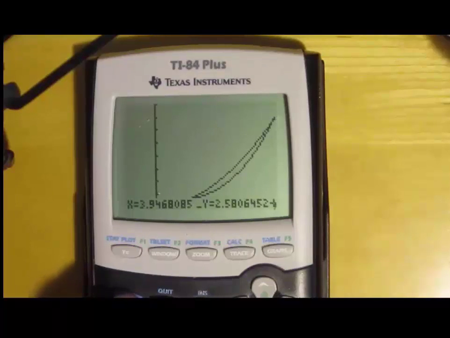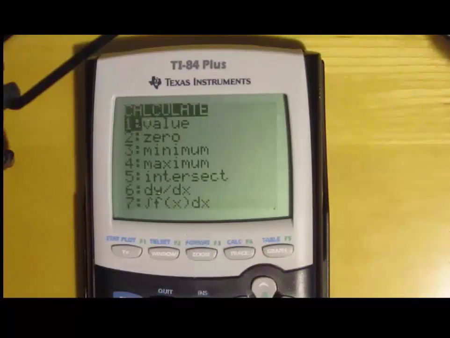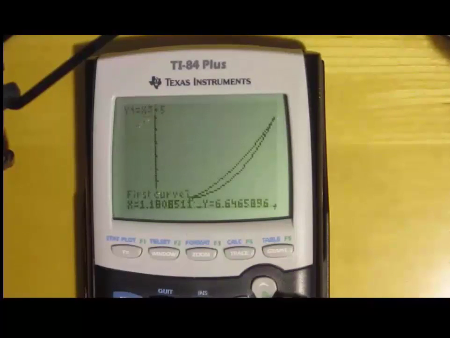And then now we move up to find our last intersection. We use the same function, intersect, and then we just move the blinking cursor, use the arrow key, go all the way up near the intersection point. This is the first curve, so we click yes. And the second curve, yes, we guess it. Now we got all the intersection points right there.